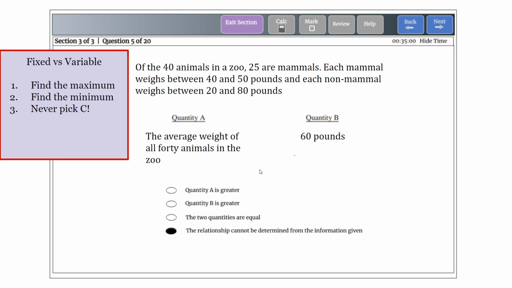Another note here, the average weight of the 40 animals is probably going to be less than 60, right? Like if this were an actual real world situation, but that doesn't matter. In this case, we have to take into account the extreme that all the animals weigh as much as they possibly could, and the average ends up being greater. And so we just don't know.